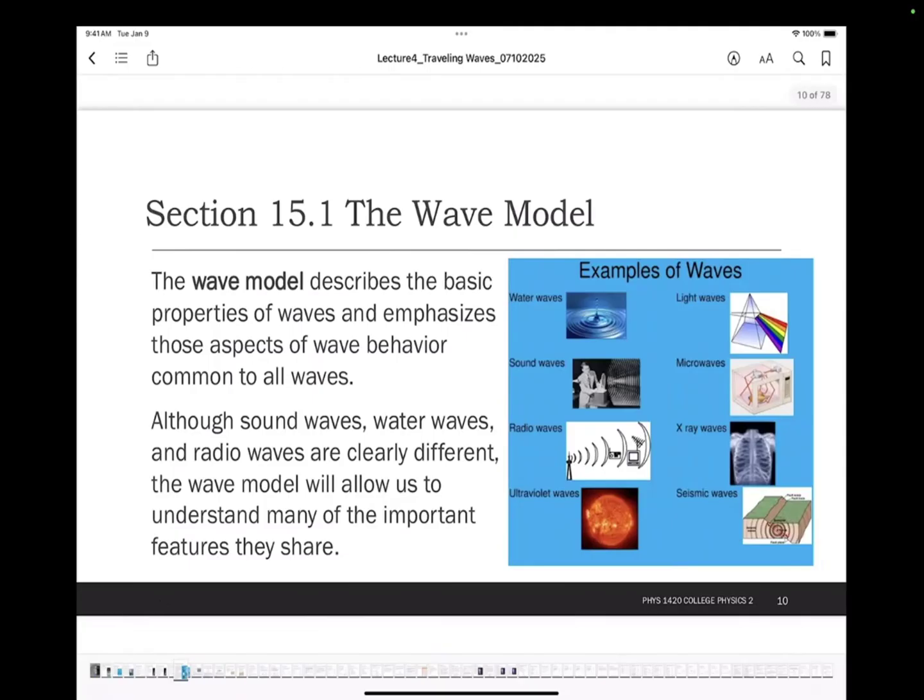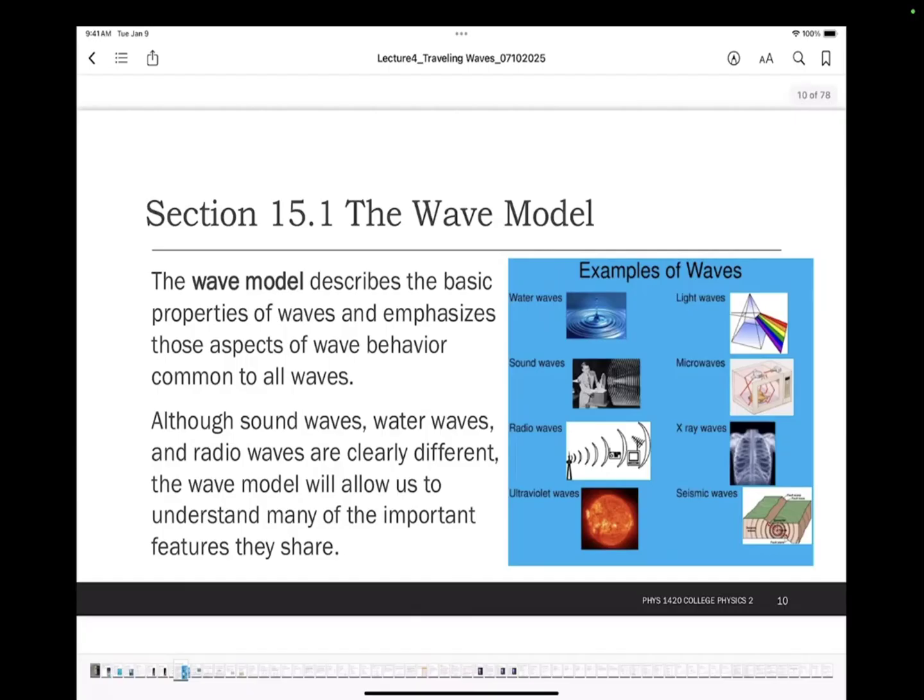Let's see section 41, the wave model. The wave model describes the basic properties of waves and emphasizes those aspects of wave behavior common to all waves. Although sound waves, water waves, and radio waves are clearly different, the wave model will allow us to understand many of the important features they share.